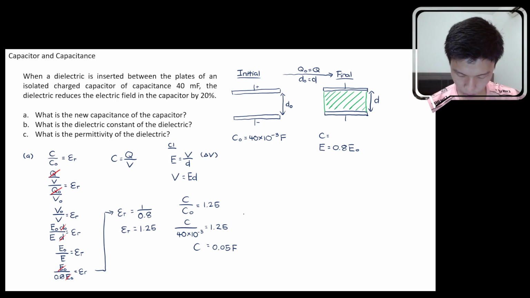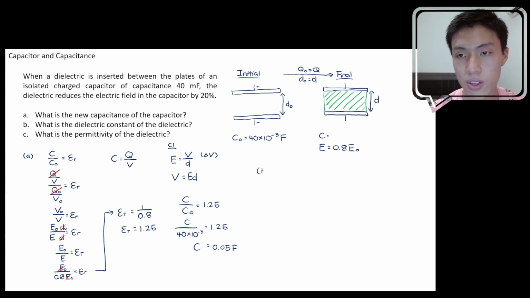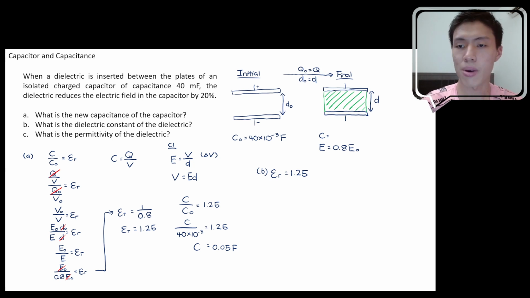Okay, so this is what we can do for now. Next question B, they ask for the dielectric constant. Well, we already have the answer, it's 1.25. I accidentally flipped the order of me determining an answer, but I don't think that's an issue. Okay, so let me just keep it simple and write the answer back.